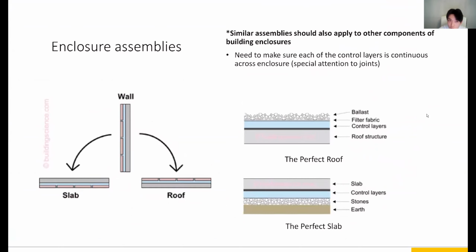As I talked about before, if we want to consider these factors for all of the sides of the building, including the walls, the roofs, and the slabs, then we need to apply these similar ideas to the other assemblies as well. You can think of it as turning the wall either this way or that way to become a new element, which we call slab and roof. So the idea is the same. We would want to have a vapor control layer, a water control layer, a thermal control layer, and probably a structural layer.